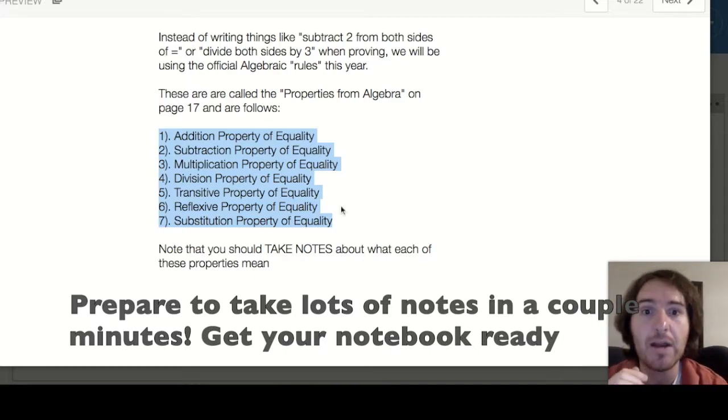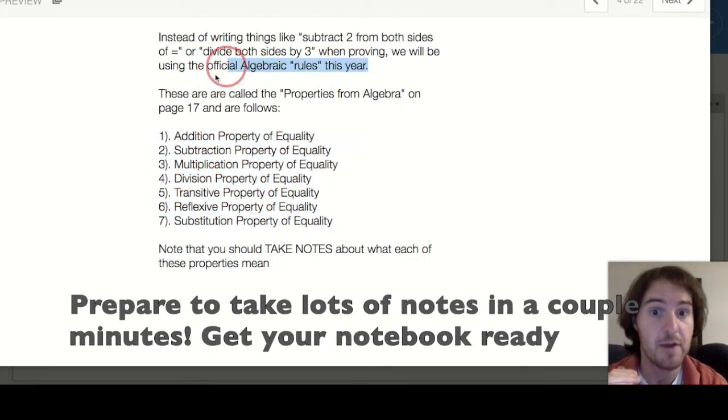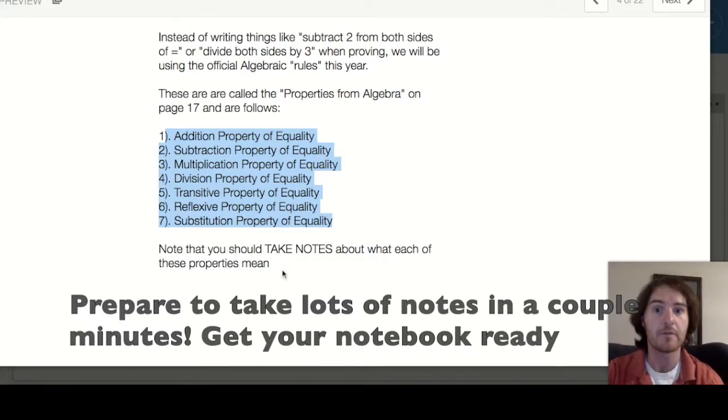But instead of writing things like subtract 2 from both sides of equals or divide both sides by 3, like we did in the last proof we just did, this year we're going to be using the official algebraic rules, right? Official algebraic rules. These are called properties of algebra from algebra on page 17. And they're as follows right here. These are sort of the most important ones. Although on page 17, there are a few more.